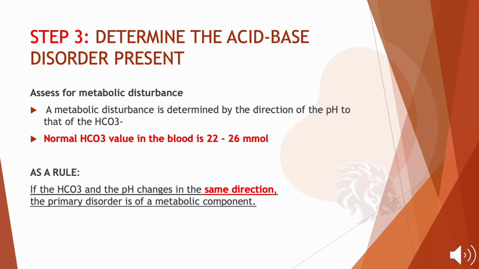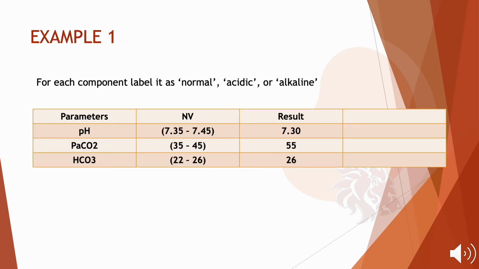Then we assess for the presence of metabolic disturbance. A metabolic disturbance is determined by the direction of the pH to that of the bicarbonate. The normal bicarbonate value in the blood is 22 to 26 millimoles per liter. As a rule, if the bicarbonate and the pH change in the same direction, the primary disorder is of a metabolic component. So to understand what we have discussed so far, let's have an example.